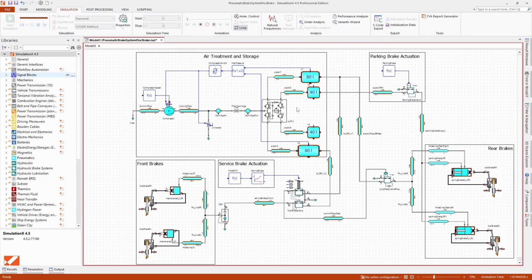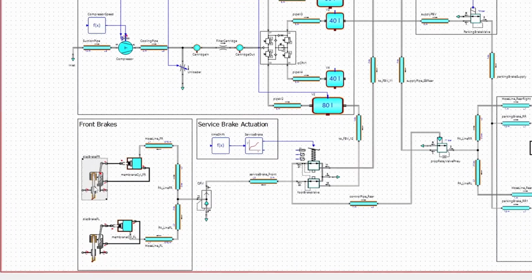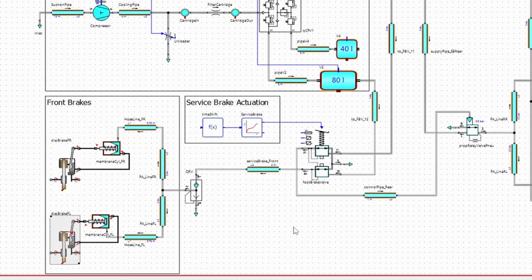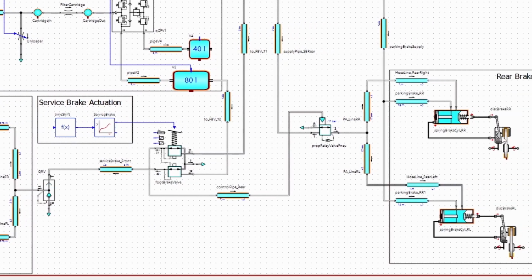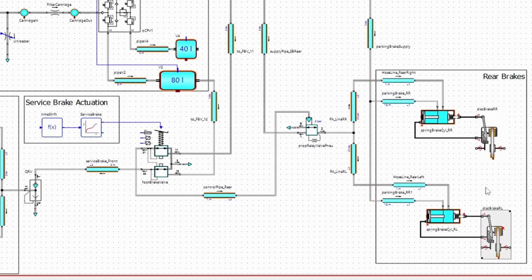This brake system consists of 4 disc brake elements, that is, 2 per axle, which are operated by 2 brake chambers or membrane cylinders on the front axle and by 2 spring brake cylinders on the rear axle.